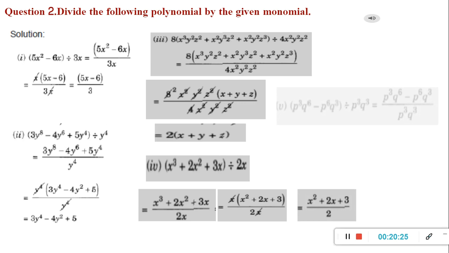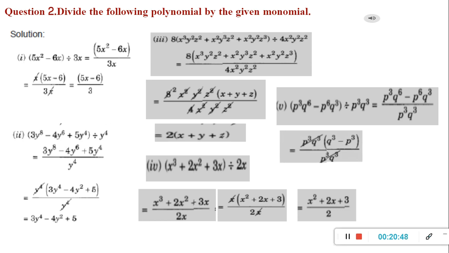Now the fifth question. p cube q raised to 6 minus p raised to 6 q cube divided by p cube q cube. So here the denominator is p cube q cube, right? So if we want to cancel, we need the numerator to have p cube q cube as a common factor outside, right? So let's see. Yes, we are having p cube and q cube as common in both the terms, right? So we can take out p cube and q cube. Now what is left out inside? q cube minus p cube. Now we can cancel the numerator and denominator p cube q cube. Now what is left out? q cube minus p cube. That is our answer. Okay.